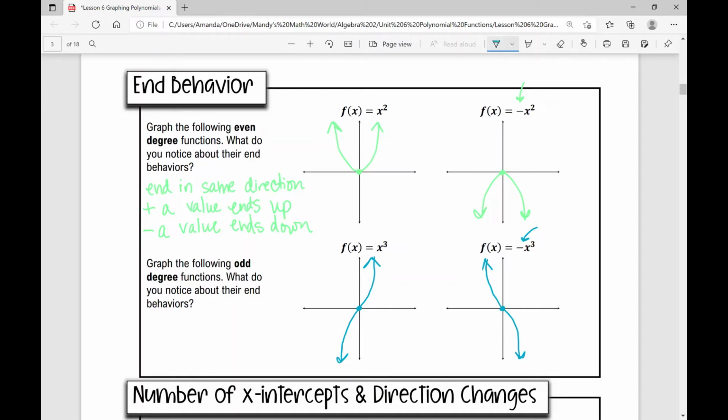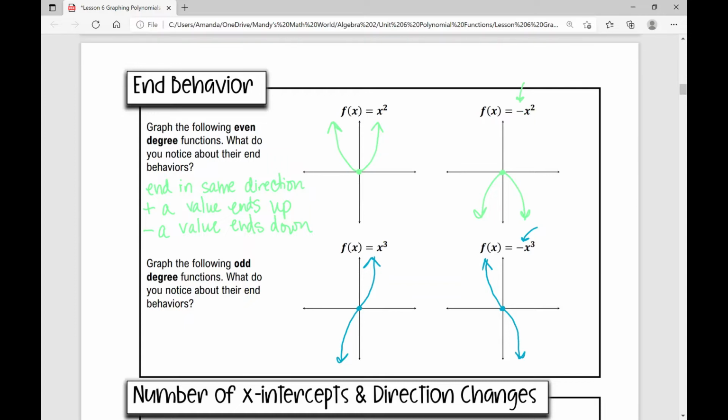So let's make some observations. What do you notice about their end behaviors? Well, they end in opposite directions. They don't end in the same direction as with the two up top. Let's write that down. They end in opposite directions. And a positive a value, that first one that we graphed, what happens with it? A positive a value goes from lower left to upper right.